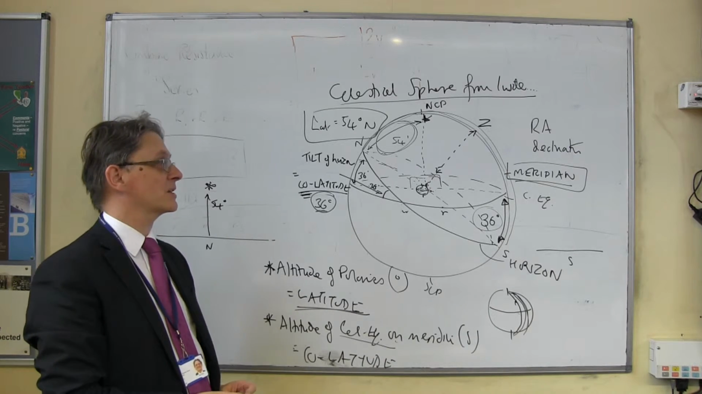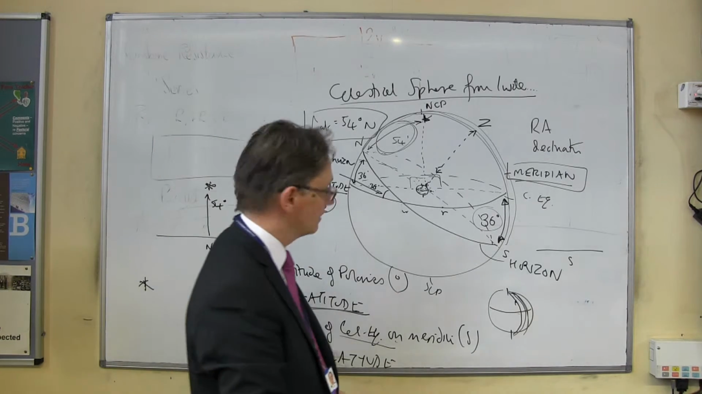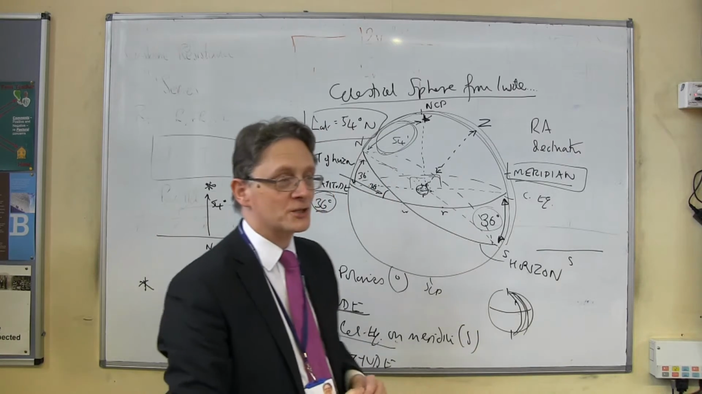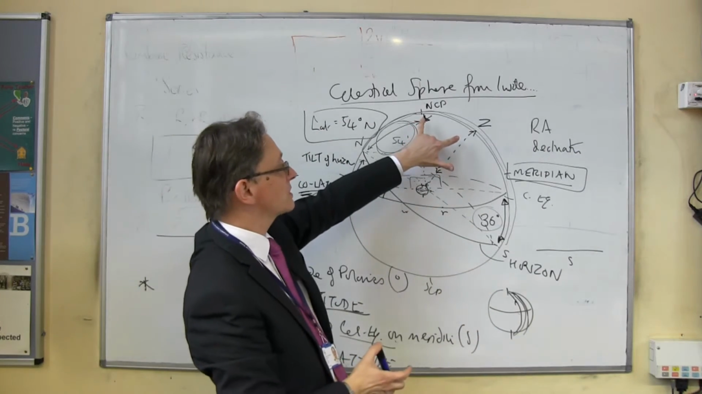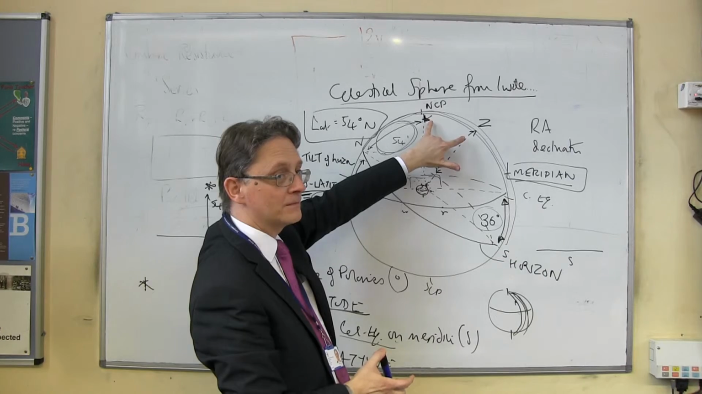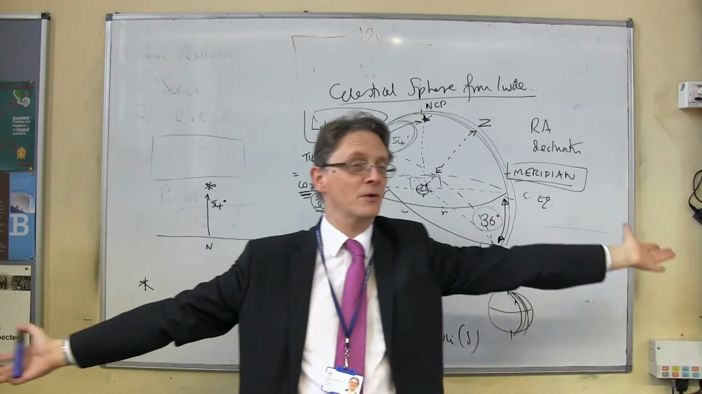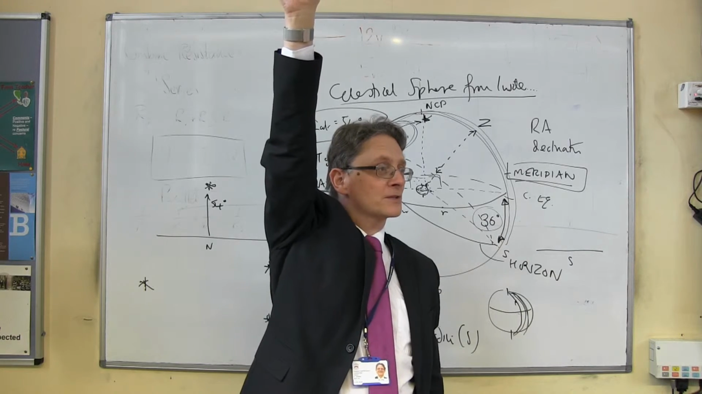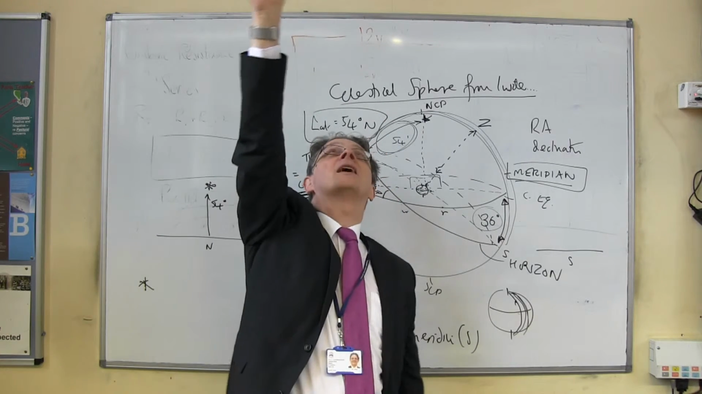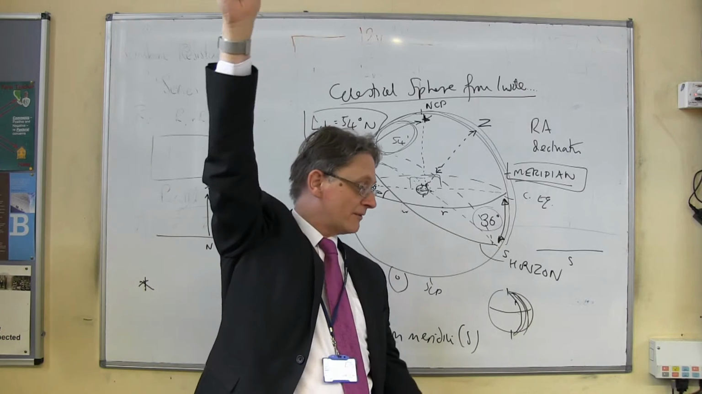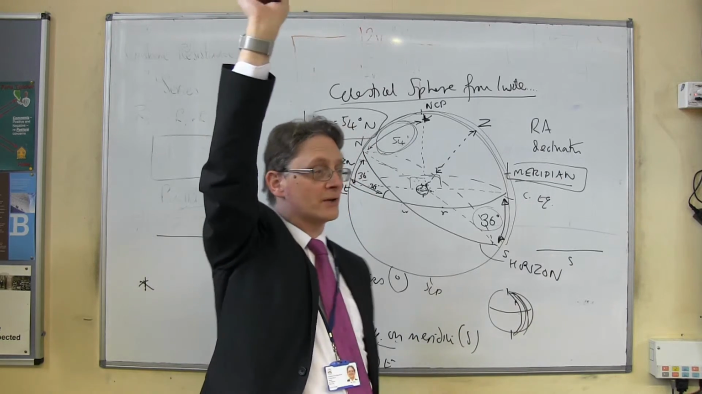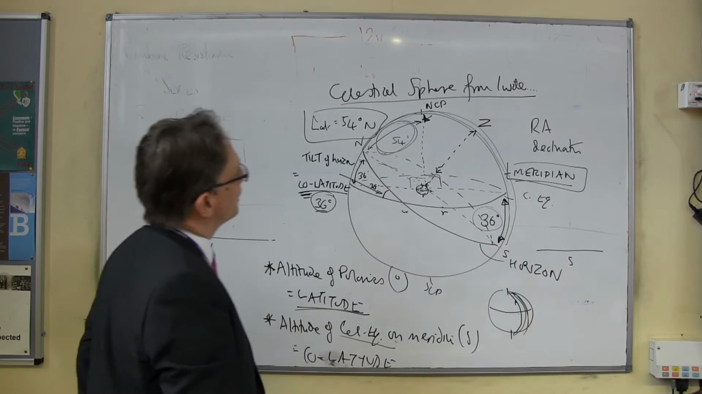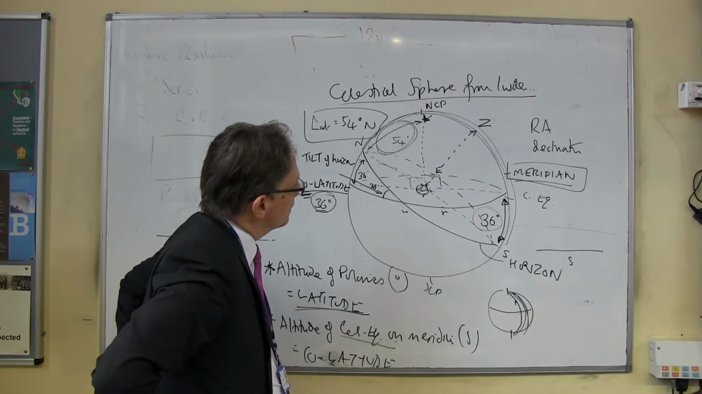Don't confuse this with the celestial equator. Sorry, start again. Don't confuse this with the North Celestial Pole. These two points are only the same when you're stood at the North Pole. Can you imagine standing at the North Pole? Above you is the North Celestial Pole, Polaris. Okay? It has an altitude of 90 degrees because you have a latitude of 90 degrees. Okay. Now, tell me about that point there.